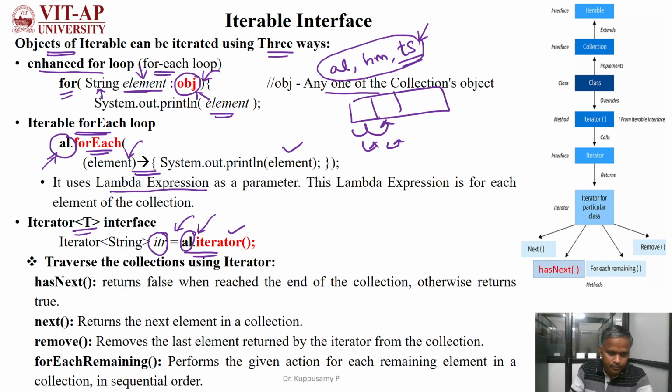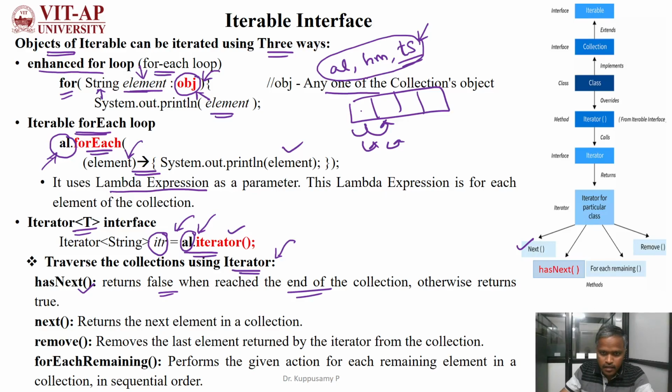Like this we can define an object in three different ways. And the Iterator interface has different methods. Here one is hasNext. It will return false once it reaches the end of a collection.